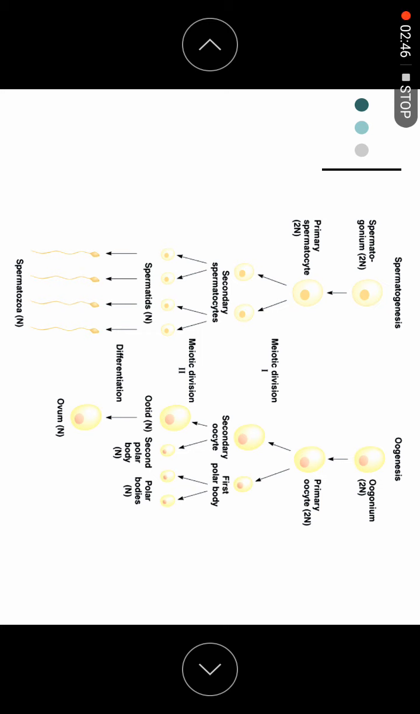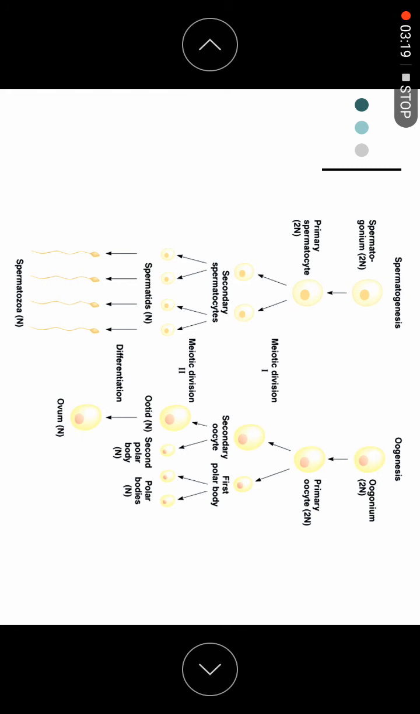So the gametogenesis is divided into two again: spermatogenesis and oogenesis. So spermatogenesis, from the name of it, is sperm. Oogenesis is the ovum. So how are we going to get the sperm? At the end of the day you get sperms, or we call them spermatozoa. Sperm and spermatozoa are the same thing. And then from oogenesis, at the end you get your ovum.